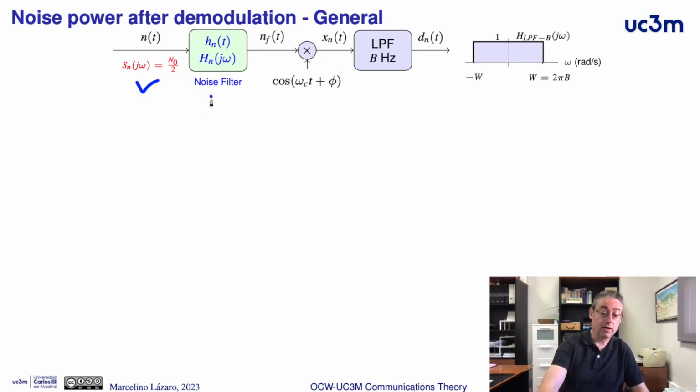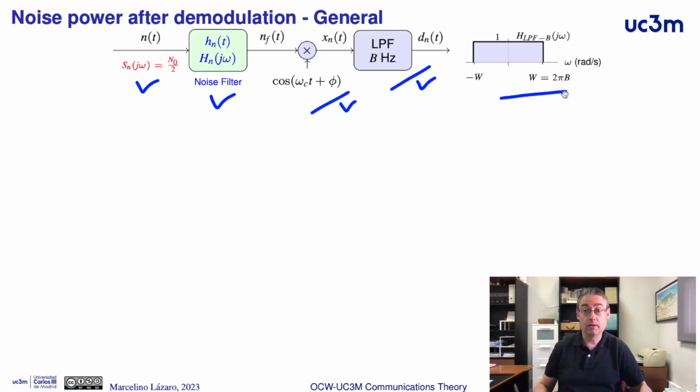Then we have a noise filter that is fitted to the characteristics of the modulation. Then a product with the cosine and a low-pass filter with the bandwidth equal to the bandwidth of the modulating signal, B hertz or W, 2 times pi times B, radians per second.